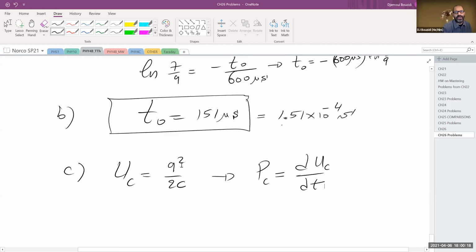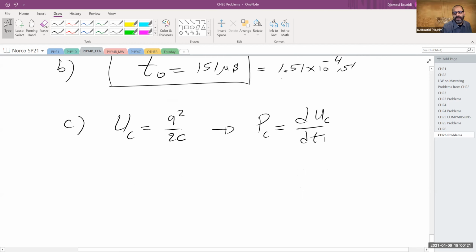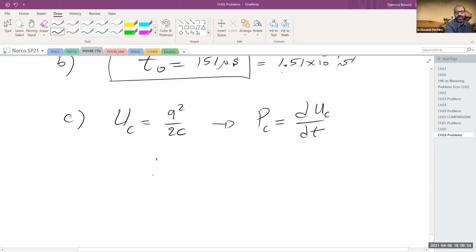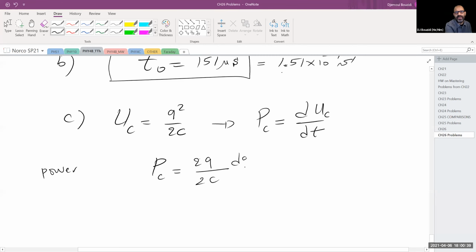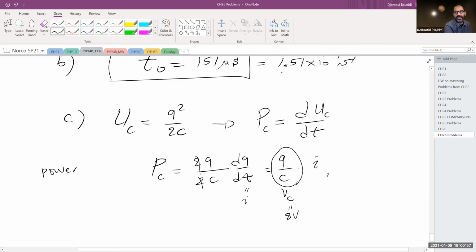Remember Q is a function of time, so we need to take this derivative with respect to time. So P, the power, is the rate of the energy. It's going to be 2 coming from this derivative times Q divided by 2C times the derivative of Q with respect to t. The 2 cancels the 2, and dQ over dt is actually I, the current. So this is Q over C times I. And Q over C is actually V_C, which is 8 volts. And this number, we just computed it to be 0.233 repeating.